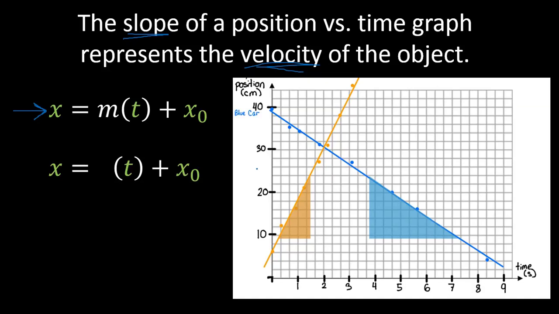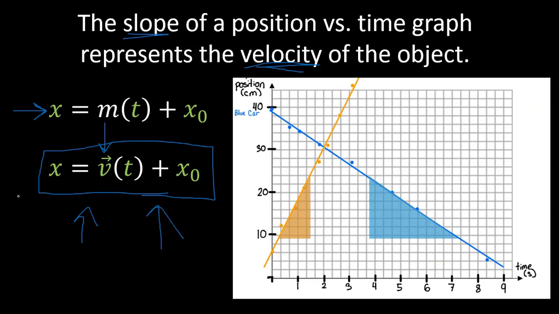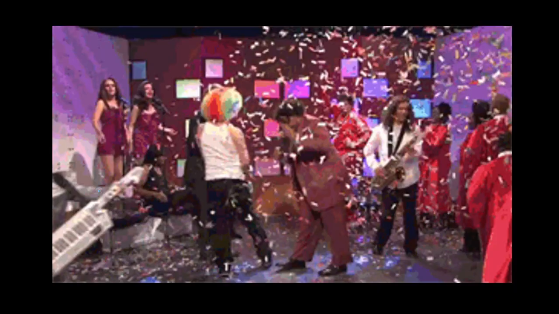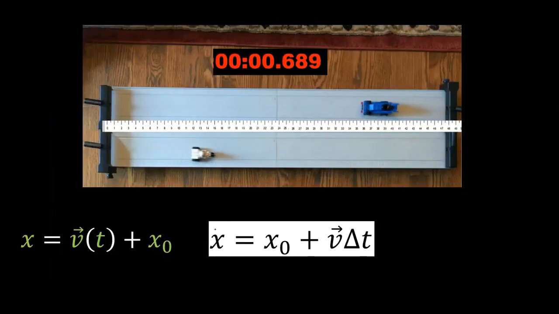So we can replace our variable for slope with the variable for velocity, a v with a vector arrow on top of it. And we did it! We just turned our equation for any boring old line into an equation that specifically represents the motion of an object moving at a constant velocity. Yay! This is what we've been trying to do the whole time. Get this equation right here. This is the most important equation of the summer assignment, and that is why we just spent 20 minutes trying to get to it.